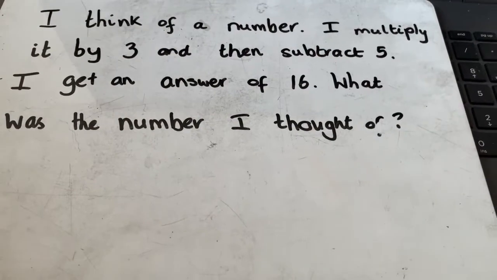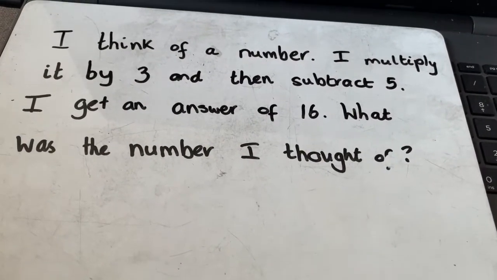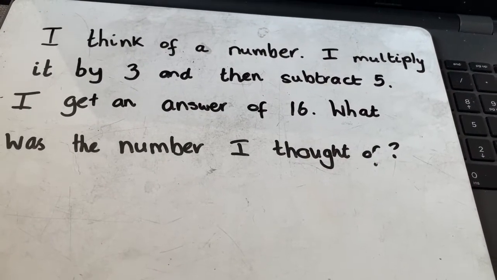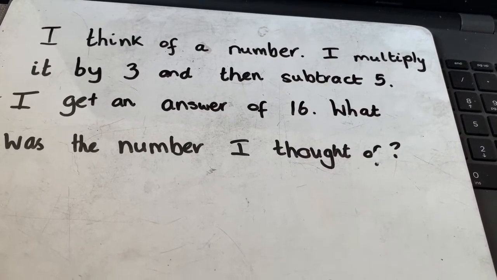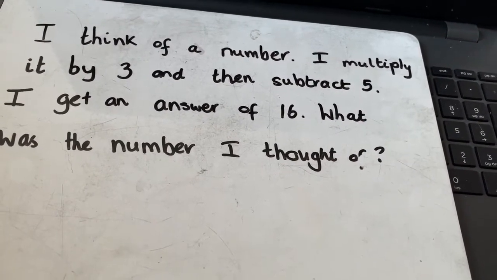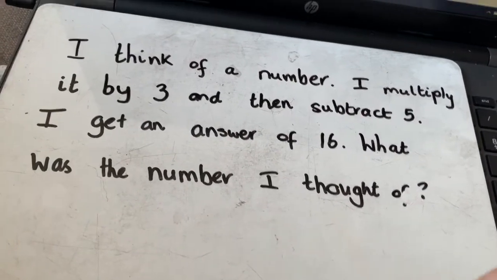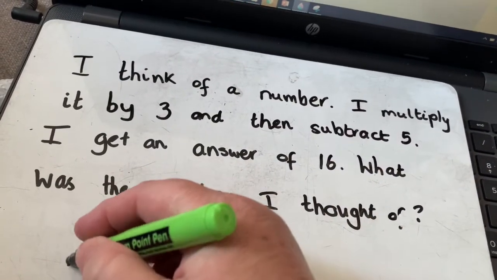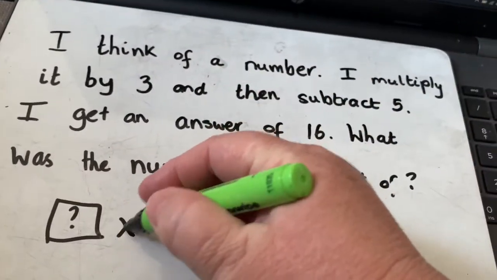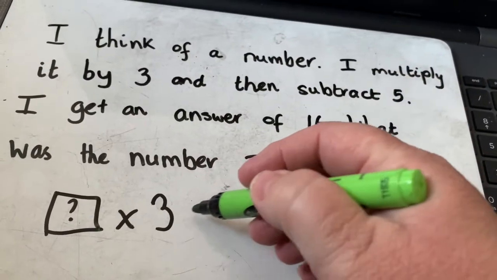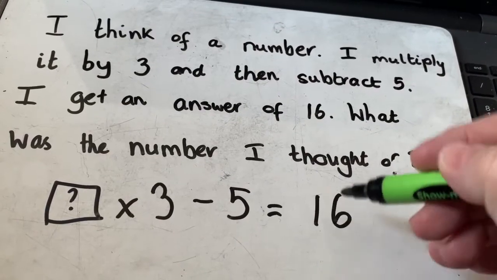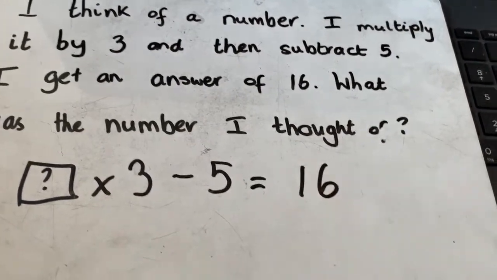So, good old whiteboard for this one. Your last question, I think you'll be fine with the other questions. The last questions look at being able to come up with the missing number, and this is like a working backwards problem. It says, I think of a number. So that's your missing box, mystery number. I multiply it by 3 and then subtract 5. And I get an answer of 16. What was the number I thought of?